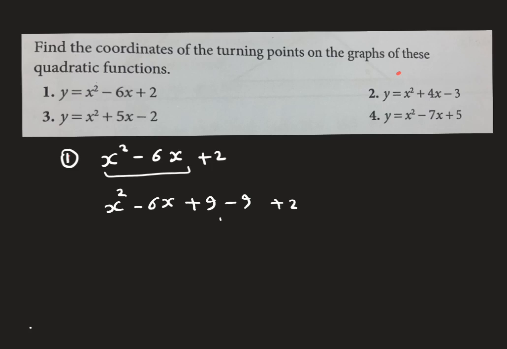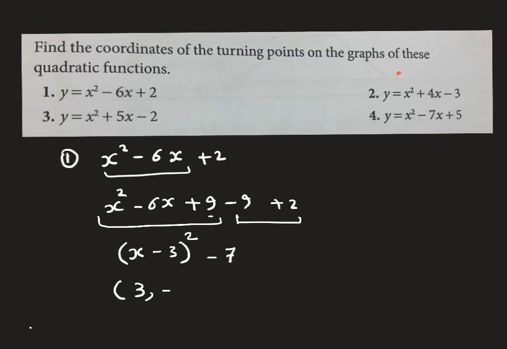Now x squared minus 6x plus 9, this perfect square can be written as x minus 3, the square root of x squared and the square root of 9, then it's squared. Negative 9 plus 2 will be negative 7. Now this is in vertex form. So the turning point will be: change the inner, so 3, and keep the outer, so negative 7.